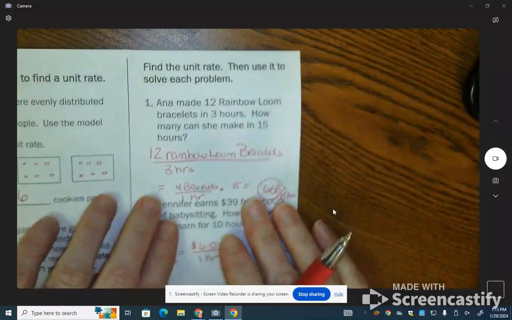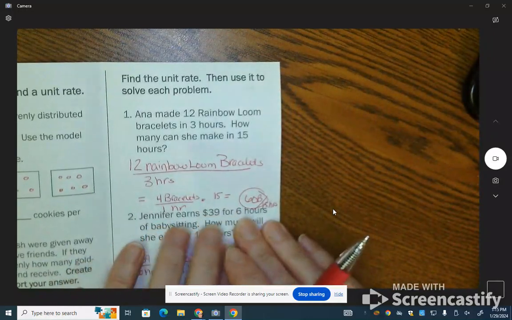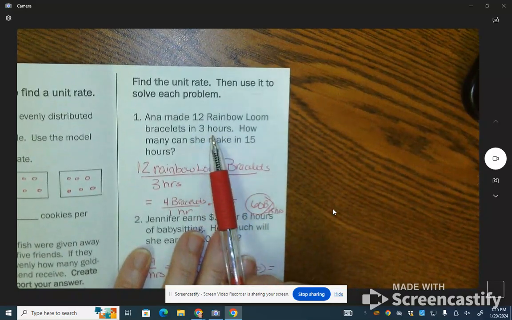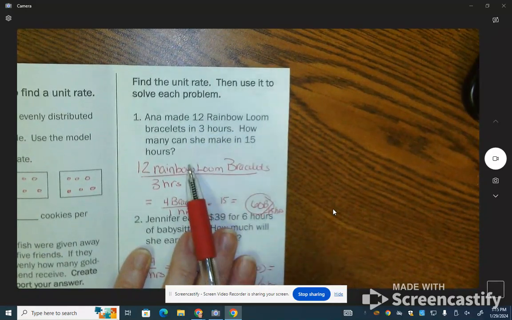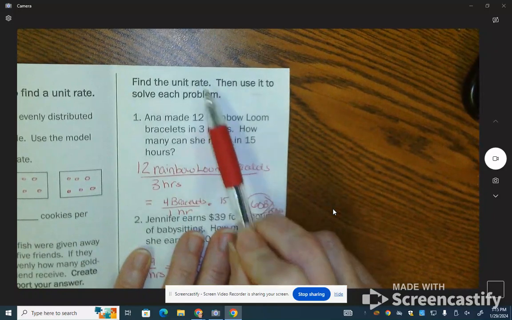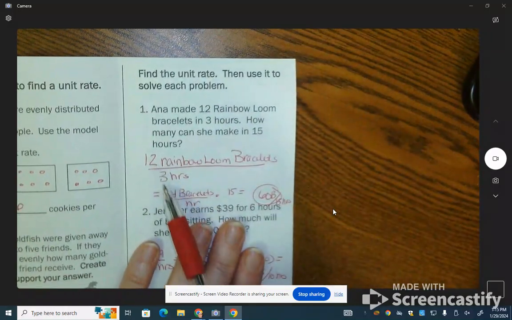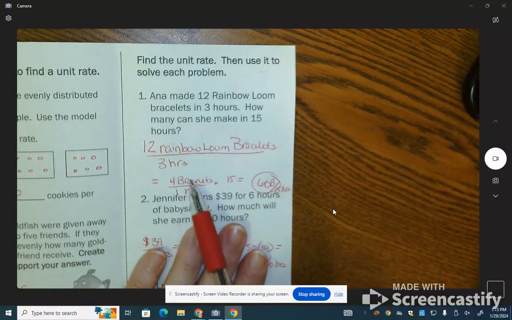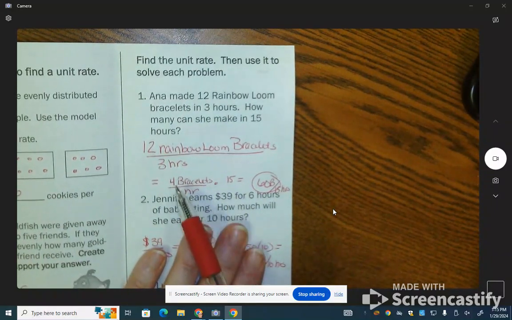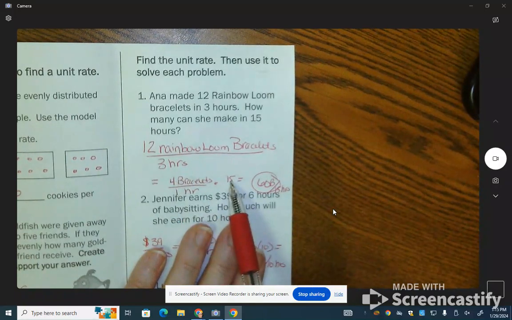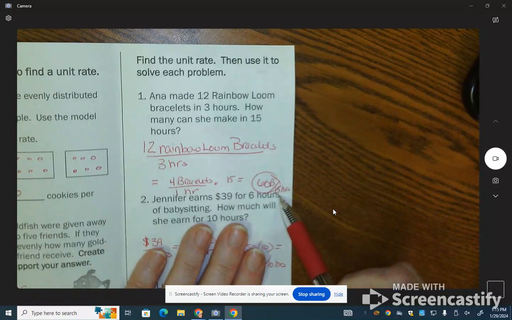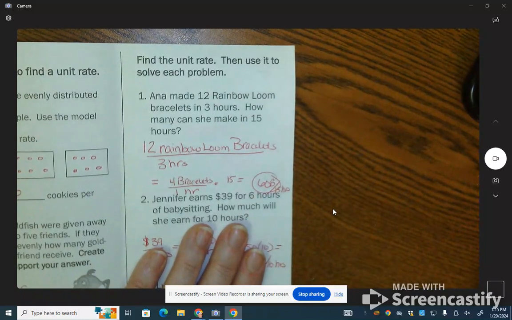Now these are more representative of what you're going to see in 7th grade. If you can make 12 rainbow loom bracelets in 3 hours, how many can you make in 15 hours? It says find the unit rate and use that to solve the problem. Here's my rate. I divide it and get 4 bracelets per hour. If I keep doing this for 15 hours, I multiply 4 bracelets per hour times 15 hours, and I would get 60 bracelets. So if I work for 15 hours straight at this rate, I'm going to make 60 bracelets.